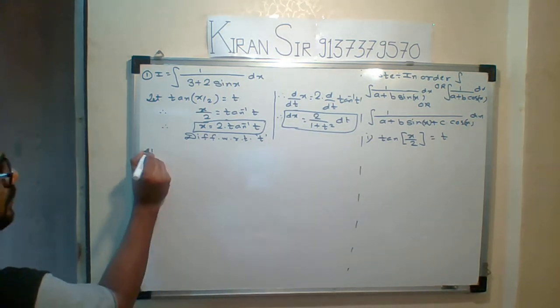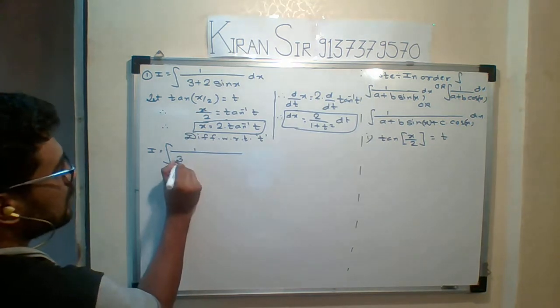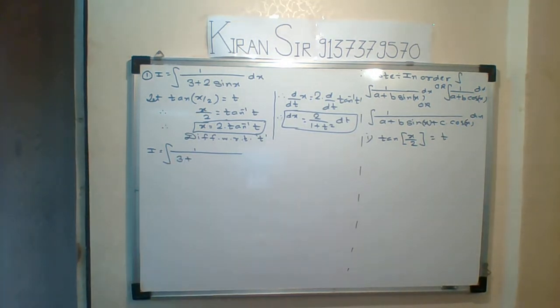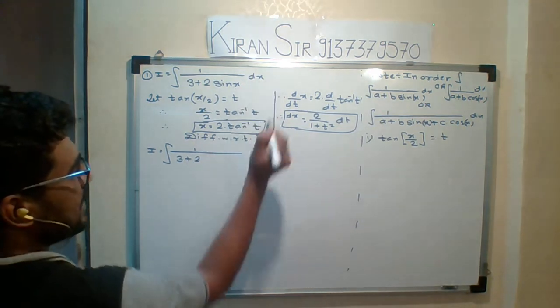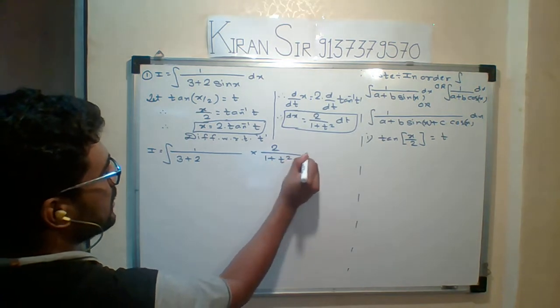Now what is the next step? Now I am going to convert the entire numerical in terms of t. So what exactly am I going to do? The value of dx we got, sir: 2 upon 1 plus t square, dt upon 1 plus t square.